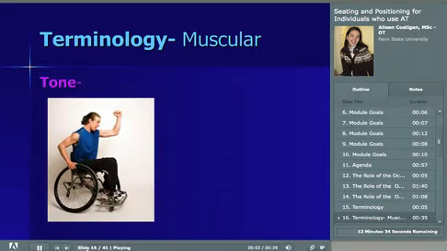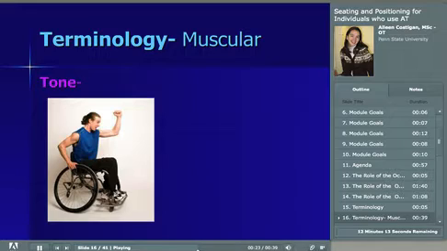Let's review some of the terms that I will use throughout the module. These terms are likely to be used in the clinical environment when professionals are discussing seating and positioning, so familiarity with them is imperative to effective communication amongst assistive technology team members. The first set of terms are related to muscle function.